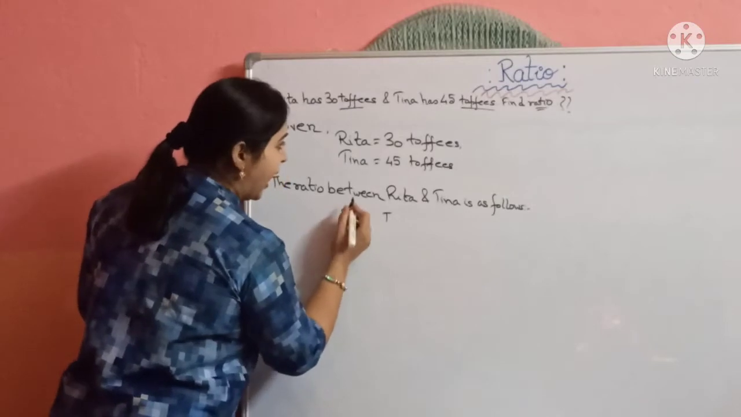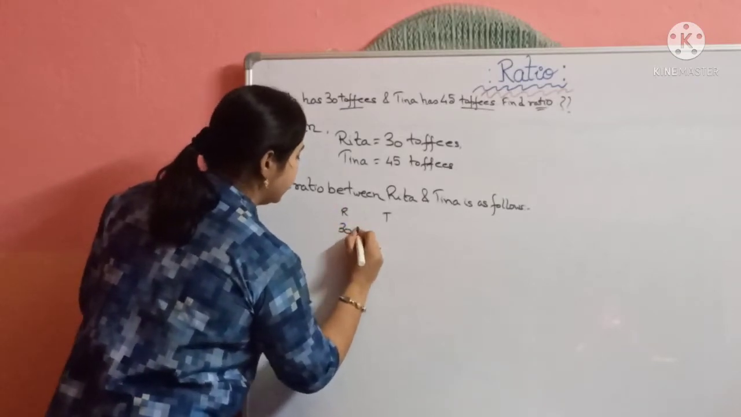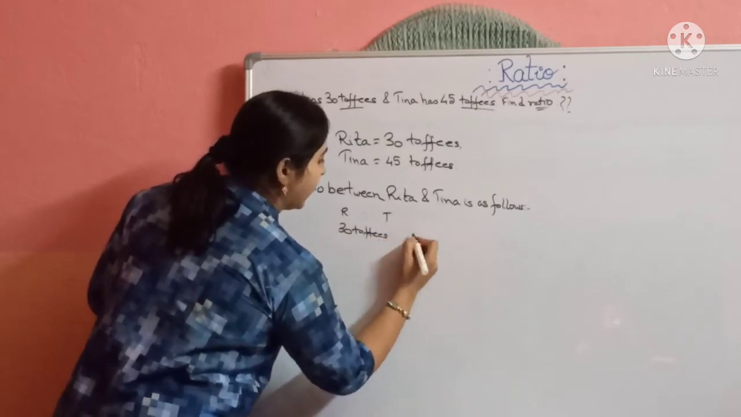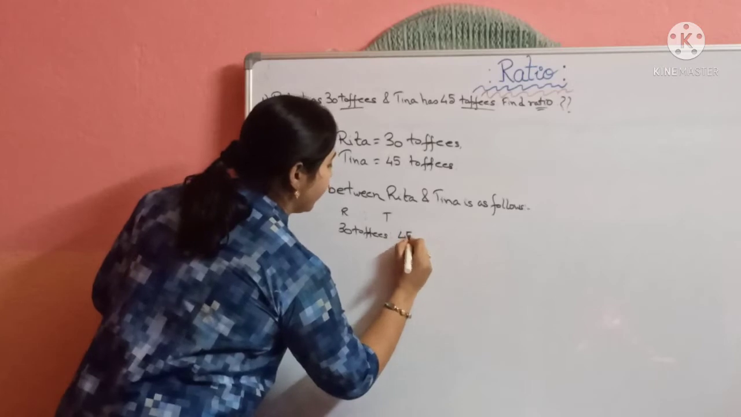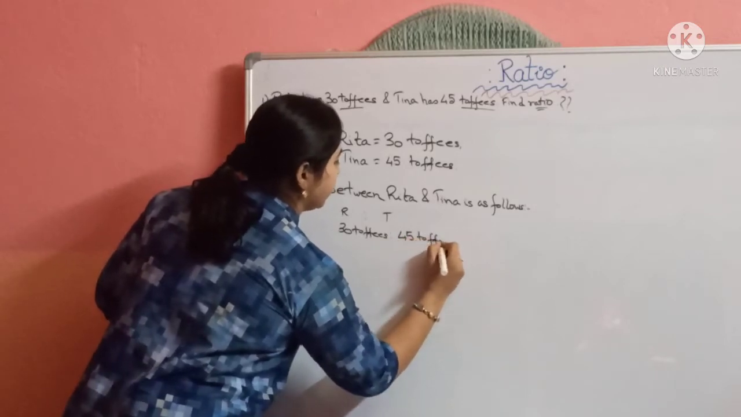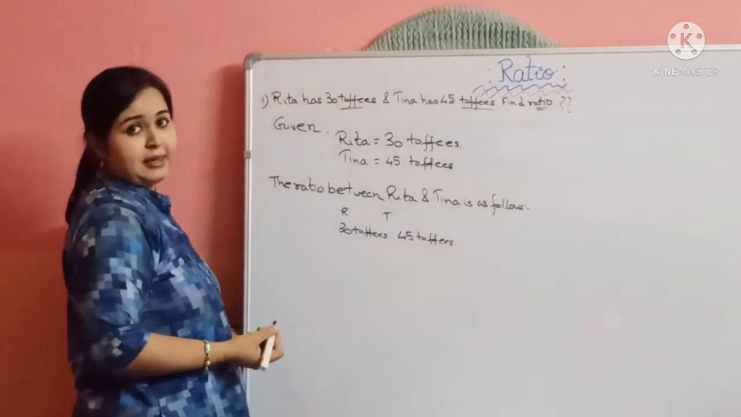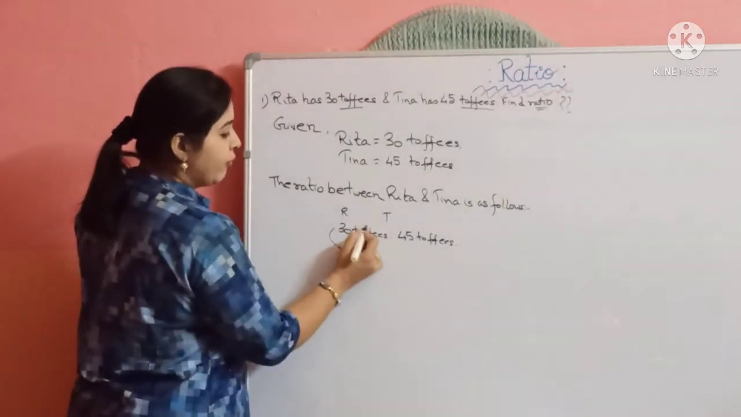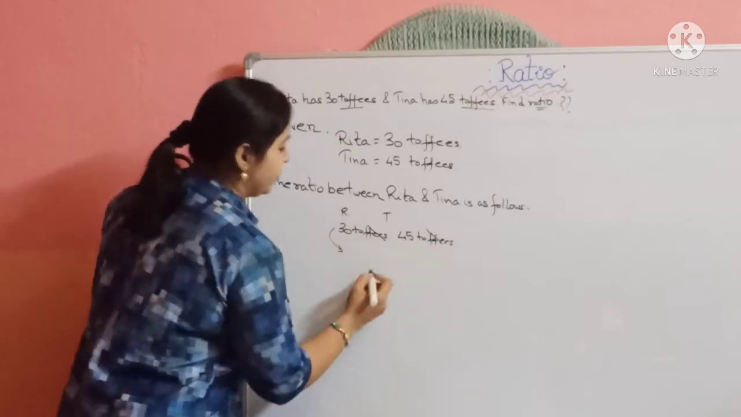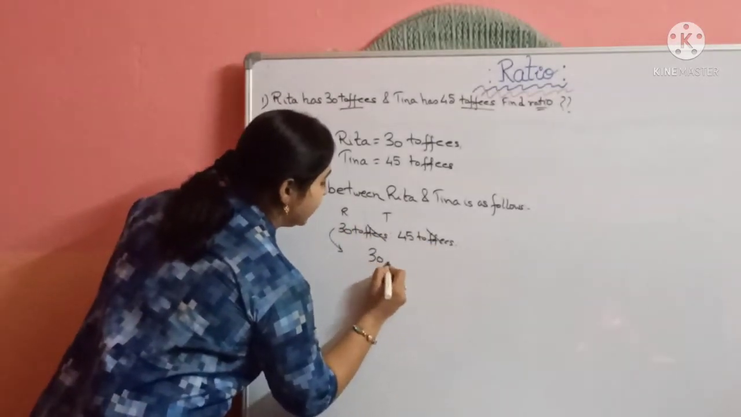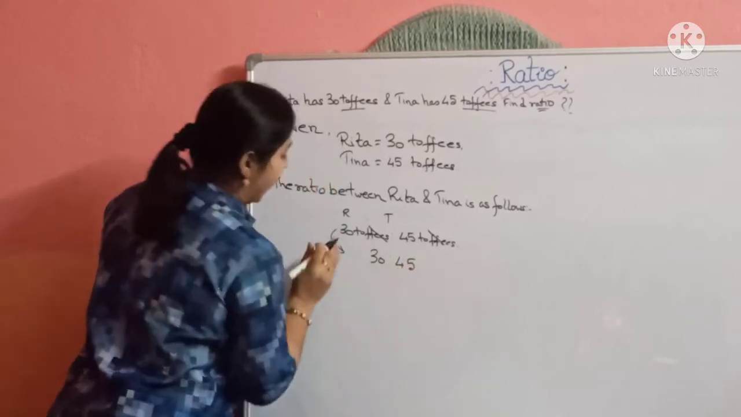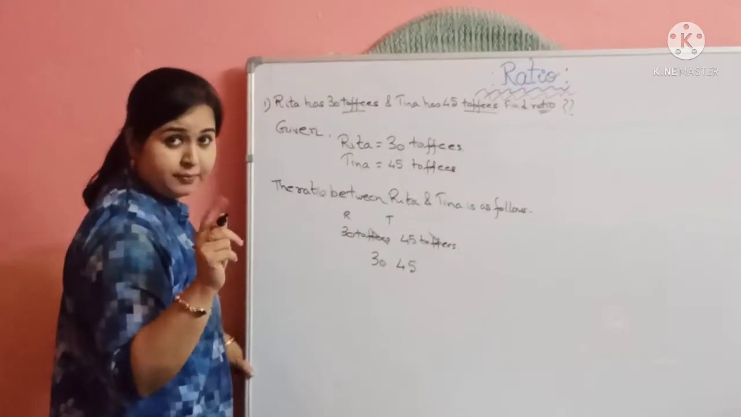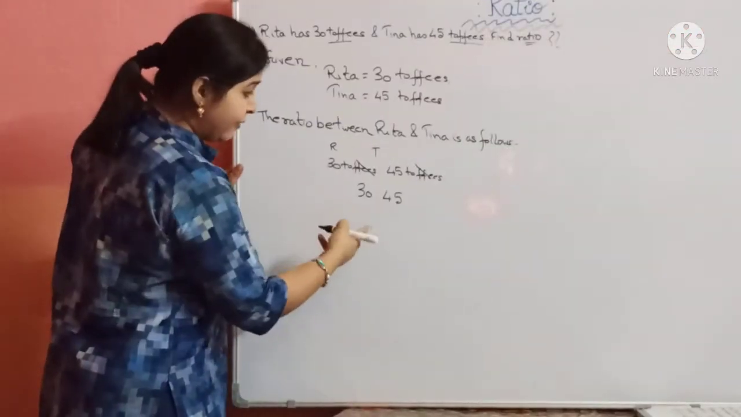So under R you write 30 toffees is to, under Tina you write 45 toffees. Since we are comparing the same thing, in the next level of the game, what should we do? We will no more write down these toffees. We should only write 30 is to 45. And we will not give this type of symbols. Remember that. Okay, so the next level, what will be?